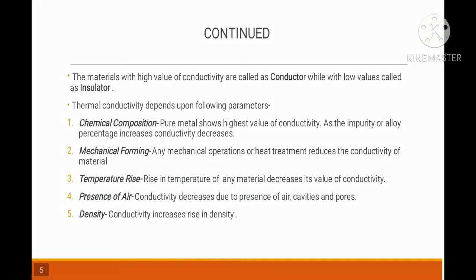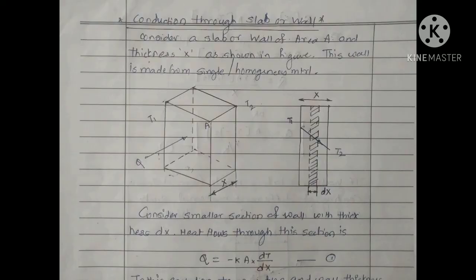Second is mechanical forming. Any mechanical operations or heat treatment reduces the conductivity of materials. Third, temperature rise. A rise in the temperature of any material decreases its conductivity. Fourth one is presence of air. The conductivity of any particular material decreases if there is any presence of air. Last one is density. Conductivity increases with a rise in the density of a material.